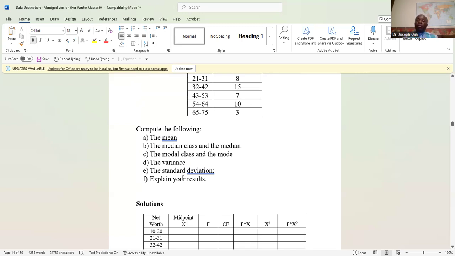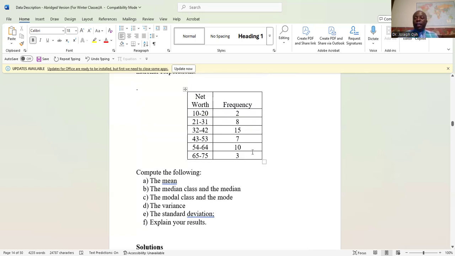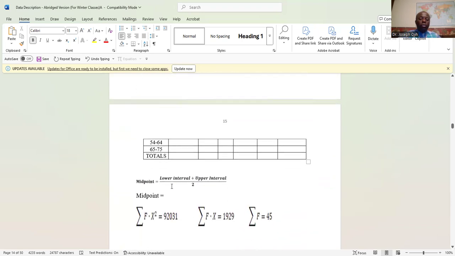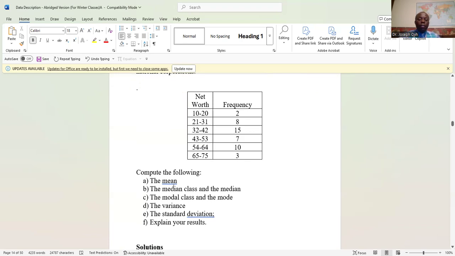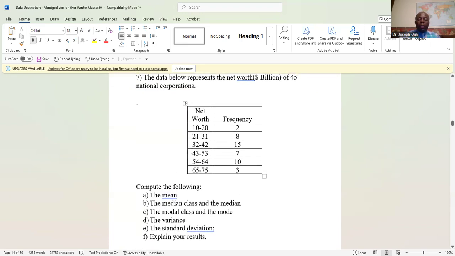Now, unlike the ones on ungrouped data that we did last week, where you can just add the numbers and divide by the number of items, this one is grouped: 10 to 20, 21 to 31. So that will require more work. The good news is that we have Excel that can help us make it faster. The first thing to do is put this data set in Excel, get the totals, then we can come back here and finish the work.